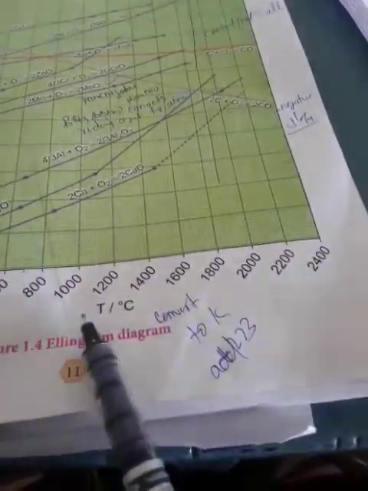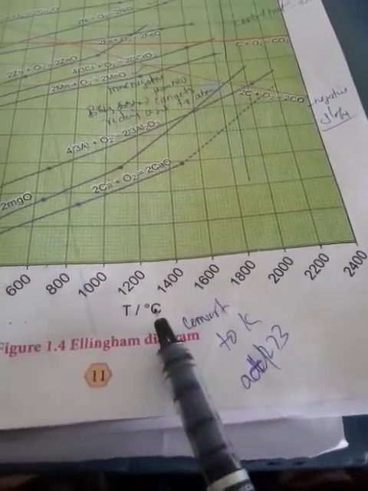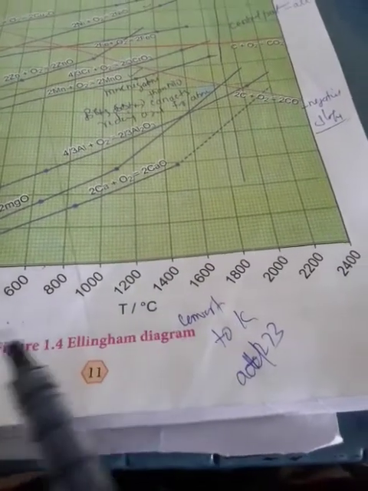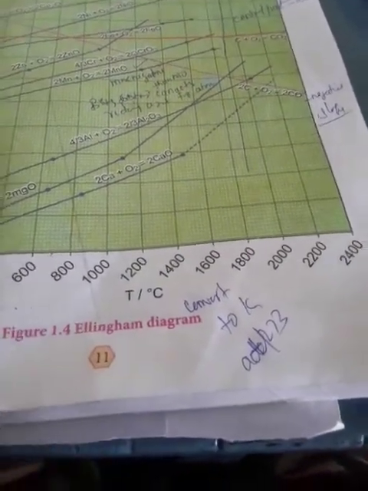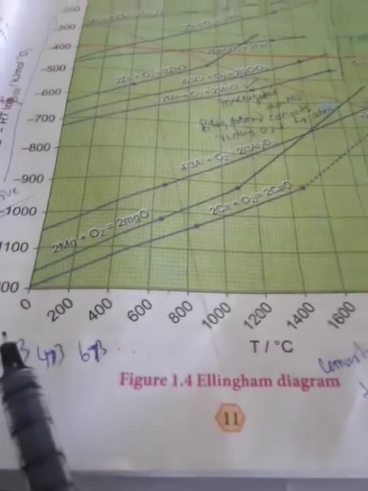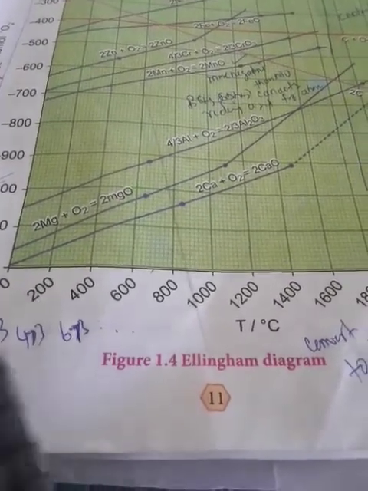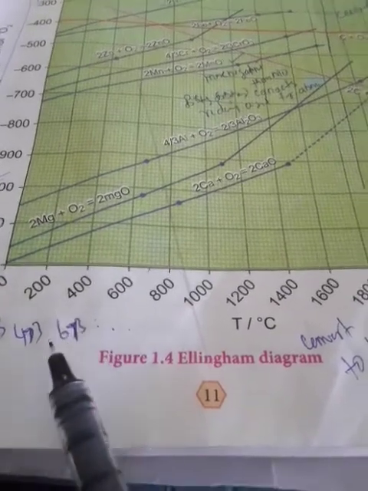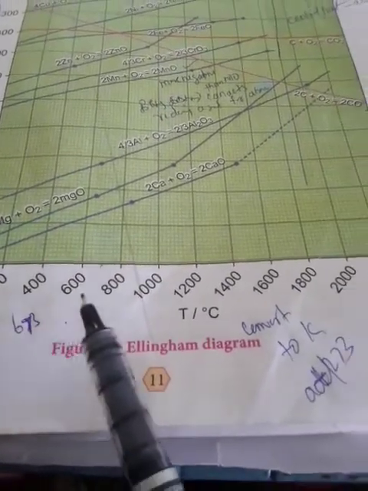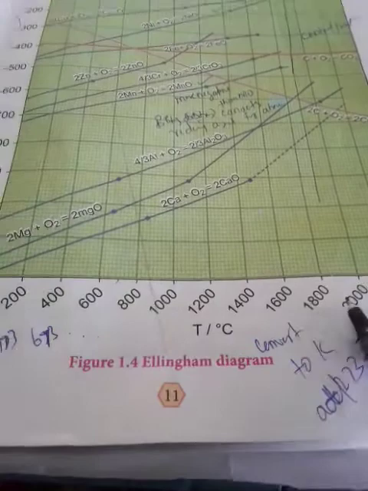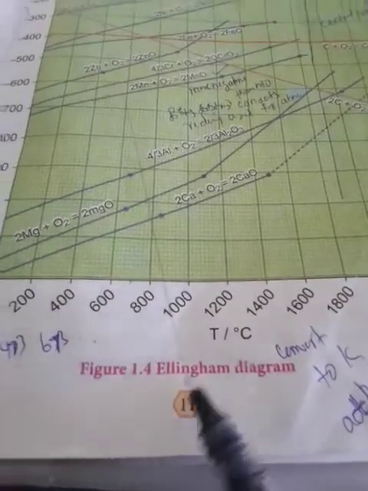On the X-axis, temperature in degrees Celsius is given. If we want to convert it into Kelvin, we have to add 273. Suppose 0 here means 273, then 200 means 200 plus 273, 473, then 673, 873, 1073, likewise. By adding, we have to convert it into Kelvin.